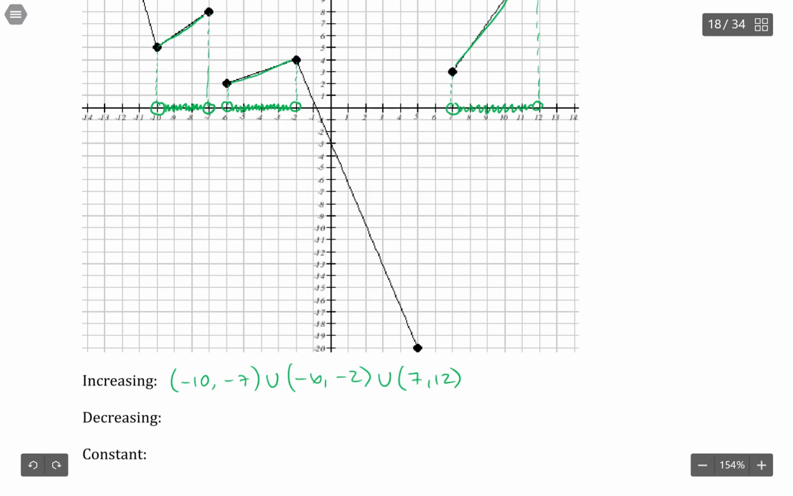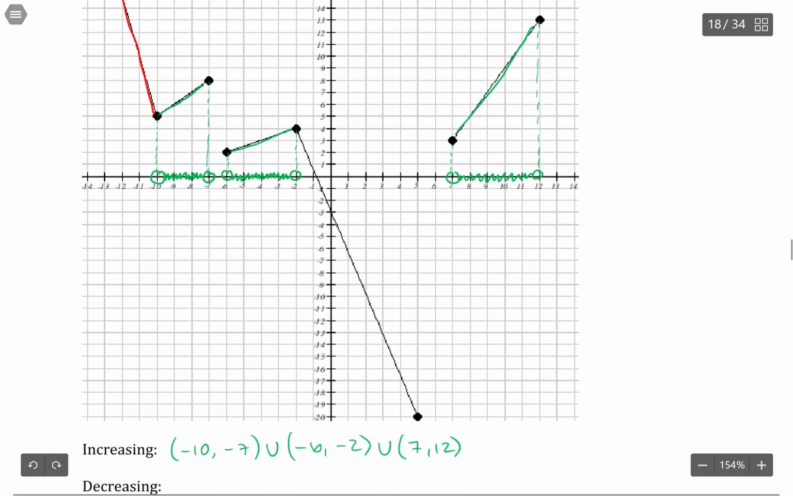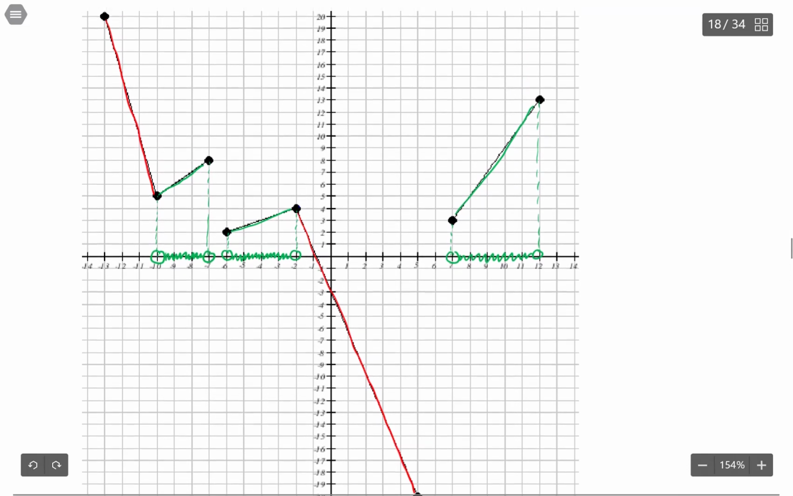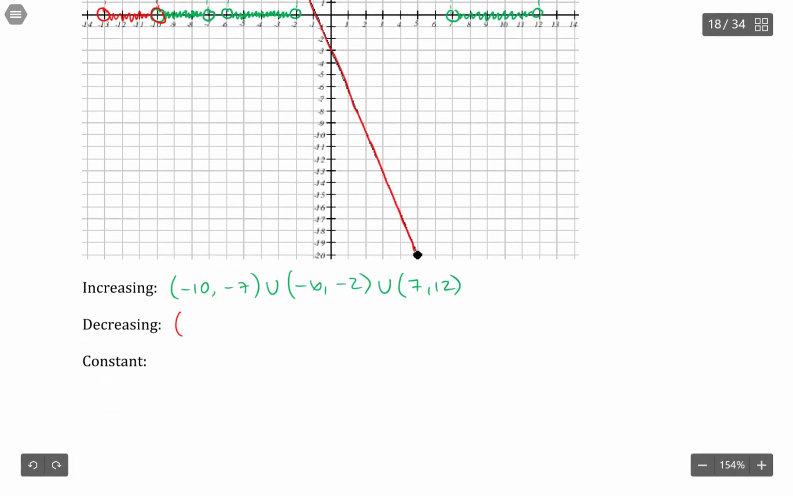And of course, we're still using only open intervals. Now, decreasing segments, the graph is decreasing here, and it's decreasing on this range here as well. But again, we only answer in terms of the x-axis. So this point has an x value of -13, and this point has an x value of -10. So we're decreasing on that interval from -13 to -10.